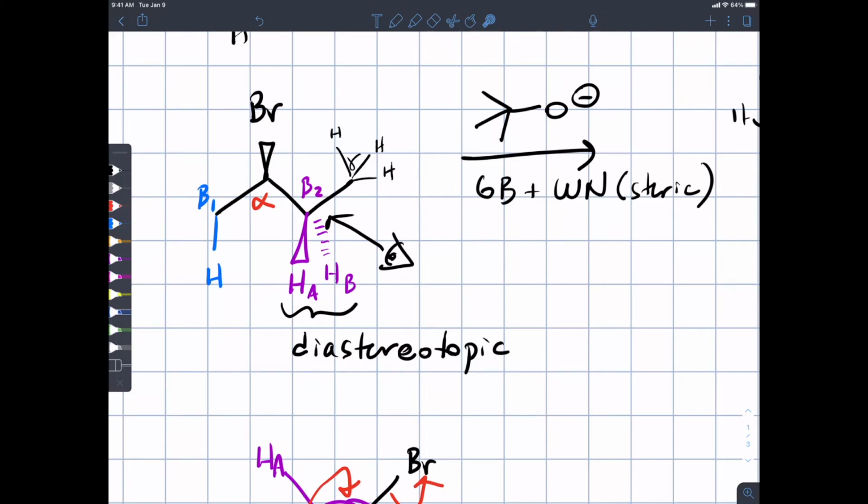Others, yeah, Hiram. What would happen if you had two leaving groups that were trans to each other? Like two bromines. On adjacent carbons or on the same carbon?